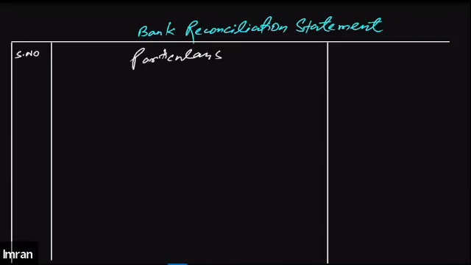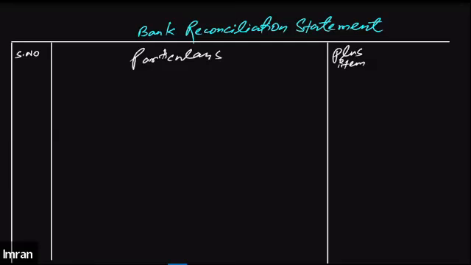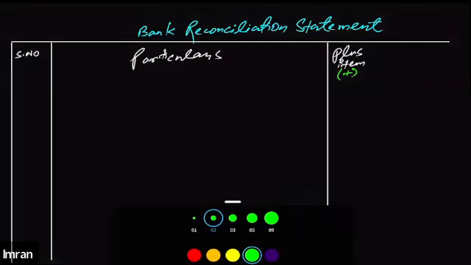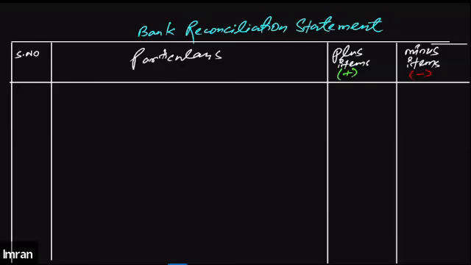And then, for values which require to be added, we make a column for indicating a plus item. It basically shows values which need to be added to rectify the difference. And then we need to make one more column, which will be called the column of minus item. All right, so this is the format of the bank reconciliation statement.